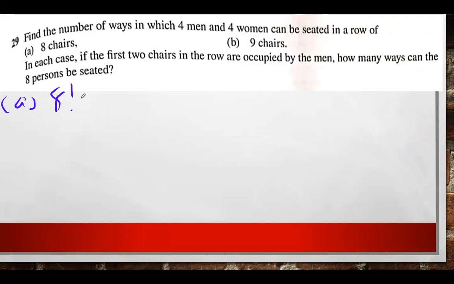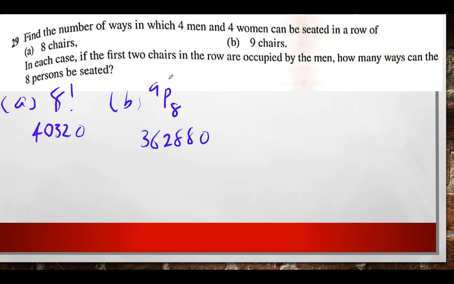So no problem. But if there are 9 chairs and there are only 8 people, it means that there's going to be 1 empty seat. So how many ways can you permutate them? This would be 9P8, because there are 9 chairs, you only want to choose 8 chairs to be this one. So it's 9P8 lah. The answer for this will be 40320 and this will be 362880. I'm not going to waste time with this because this is covered in the previous section. But now we want to talk about the conditions.